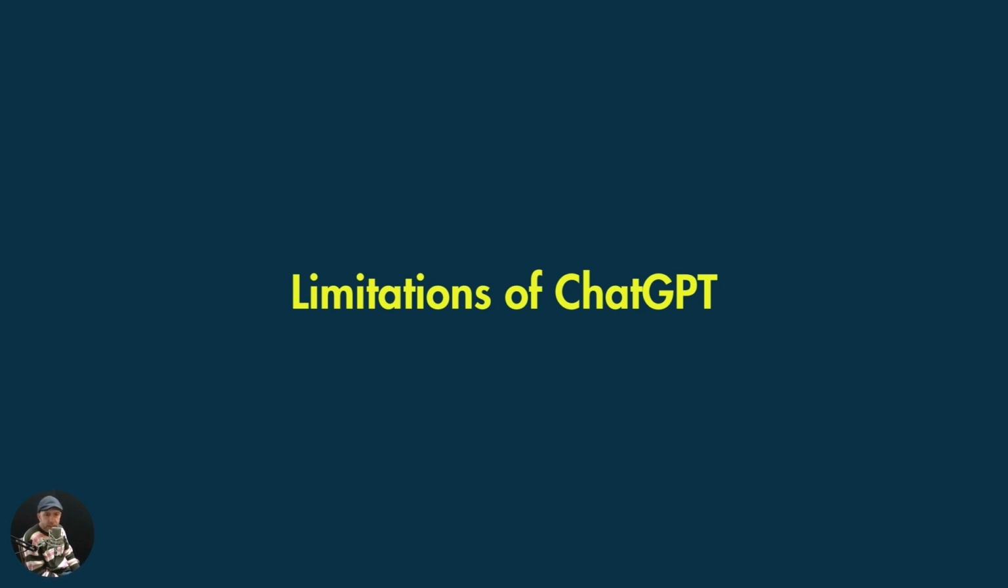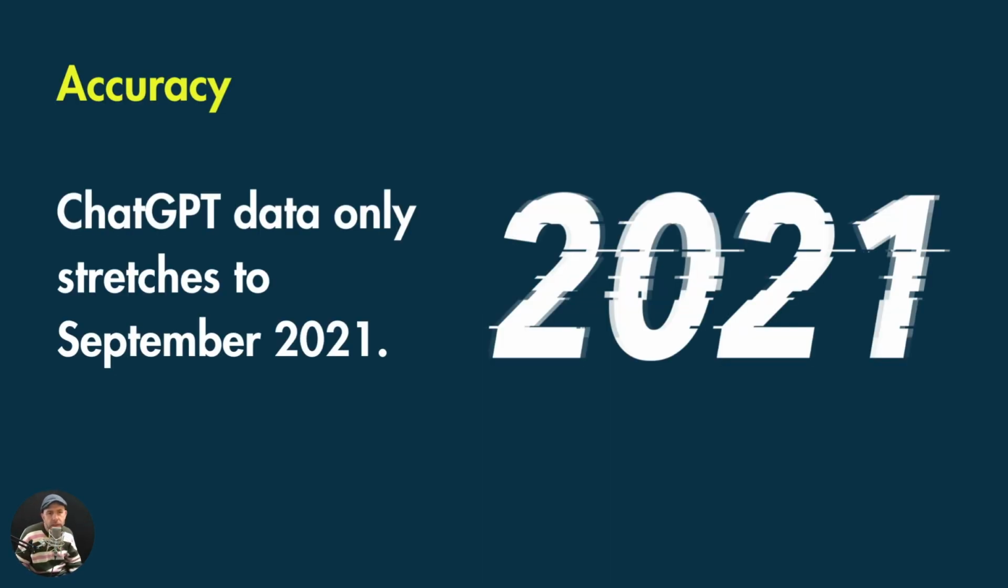Okay, so we've talked about a lot of the funky stuff that ChatGPT can do, but there are some limitations to be aware of, and I'm going to take you through some of these now. So, the first limitation to watch out for is accuracy. The data that ChatGPT was trained on only stretches to September 2021. So if you ask ChatGPT a question about something that happened after that date or something that was created after that date, you'll often get some quite strange or inaccurate answers or no answer at all.